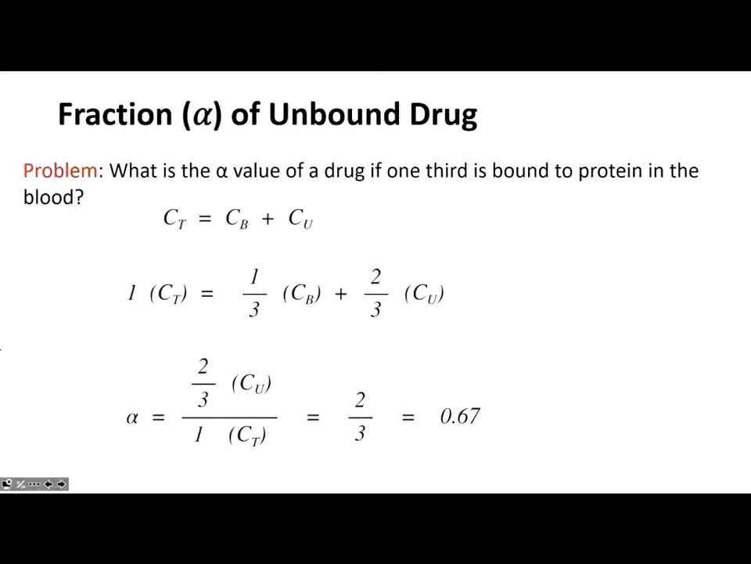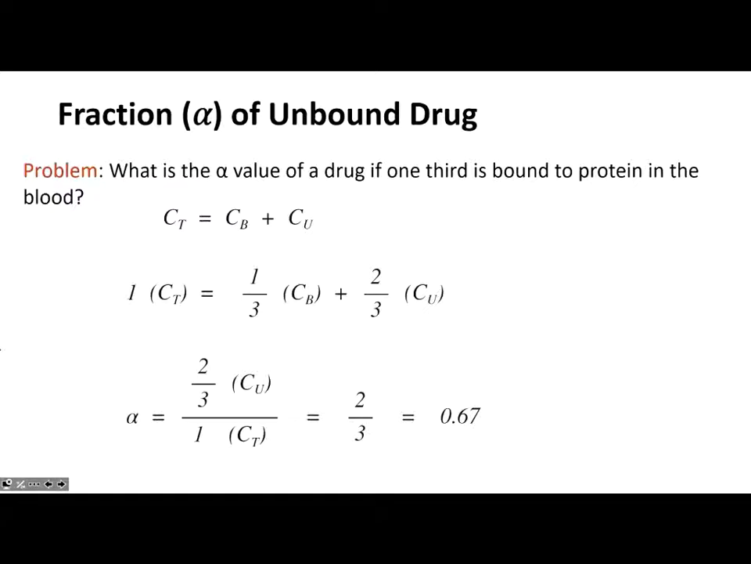I know it's very intuitive, but let's just set up the formula: the total, CT, would be equal to bound plus unbound. We were told that 1/3 is bound, and if the total is 1, or 100%, then what is 1 minus 1/3? 2/3. So clearly 2/3 of the amount would be unbound if 1/3 is bound.